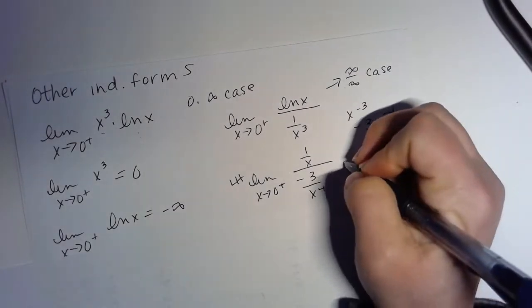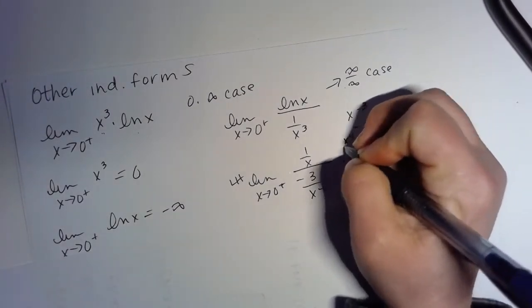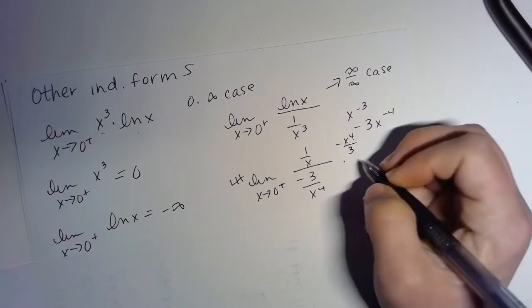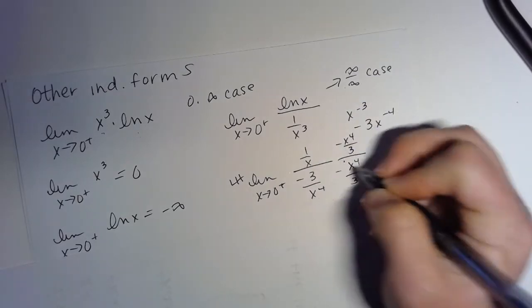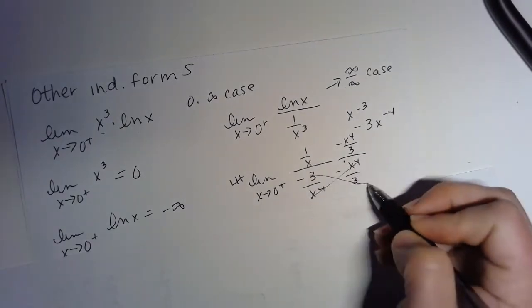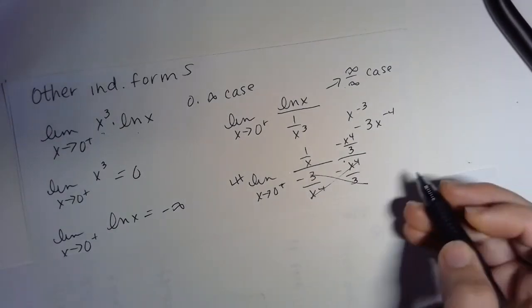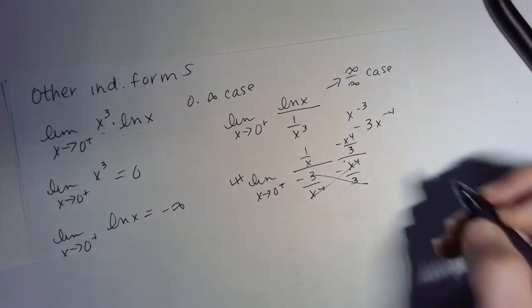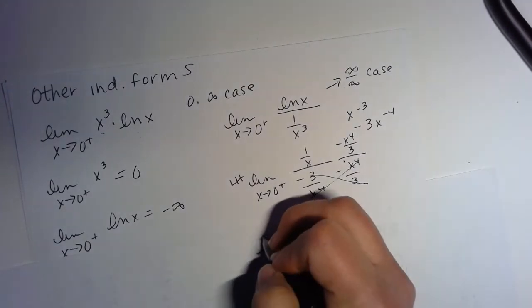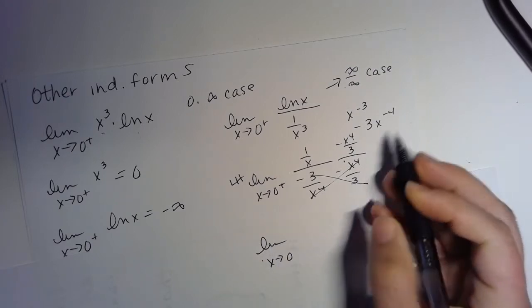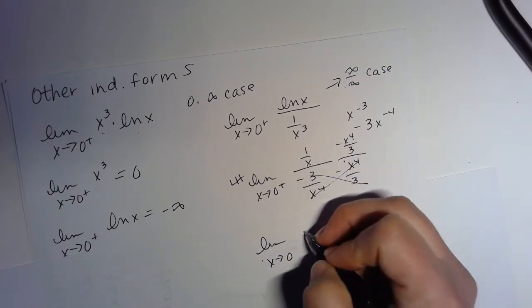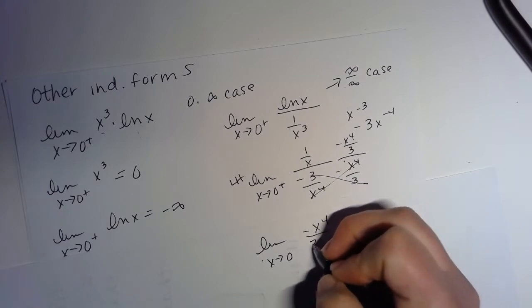So I'm going to multiply the top by x to the 4th over, actually negative, and this by x to the 4th over 3, also negative. Then when I multiply these two together, I get 1. And when I multiply these two together here, I'm going to get the limit as x approaches 0 of, let's see, negative x to the 4th over 3x.